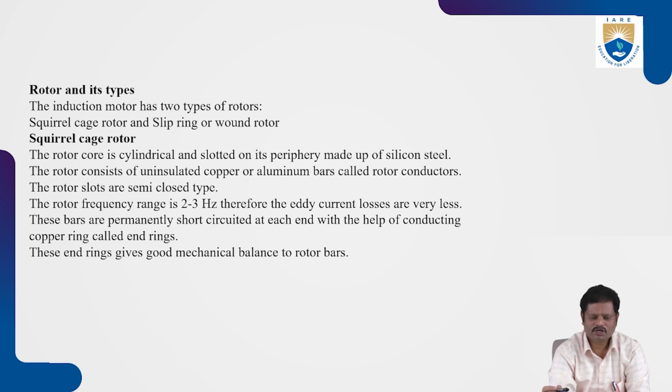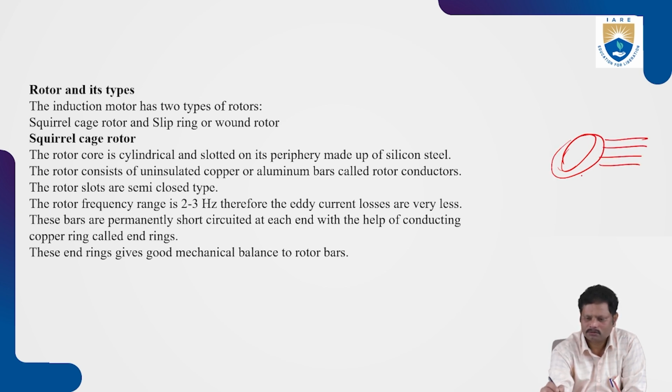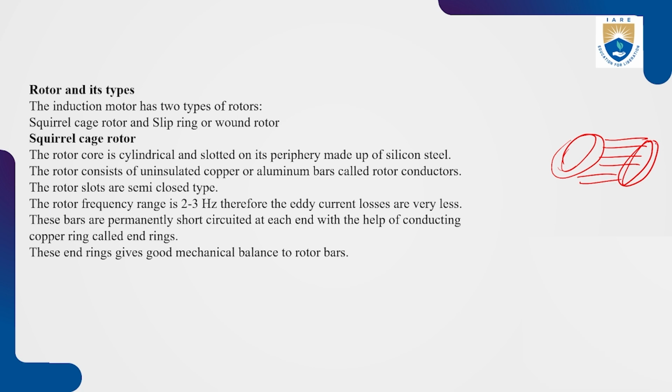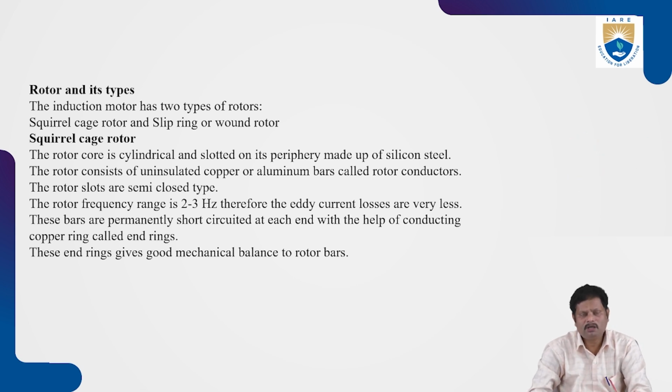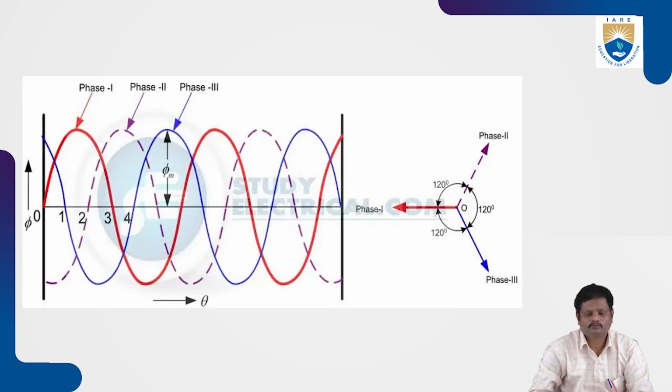These copper bars are permanently short circuited at both sides with the help of conducting copper rings called end rings. With the help of end rings, the rotor bars are short circuited at each side. These end rings give good mechanical balance to the rotor bars. Now, production of the rotating magnetic field.